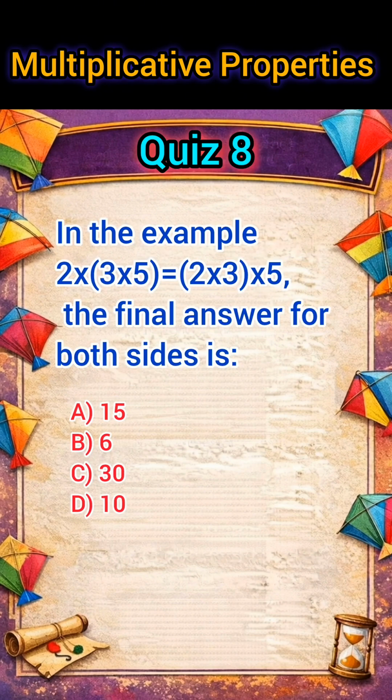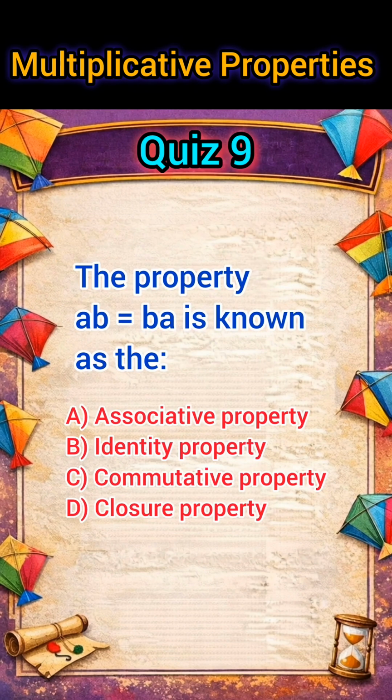8. In the example (2 × 3) × 5 = 2 × (3 × 5), the final answer for both sides is A. 15. B. 6. C. 30. D. 10. 9. The property of a × b equals b × a is known as the A. Associative property. B. Identity property. C. Commutative property. D. Closure property.